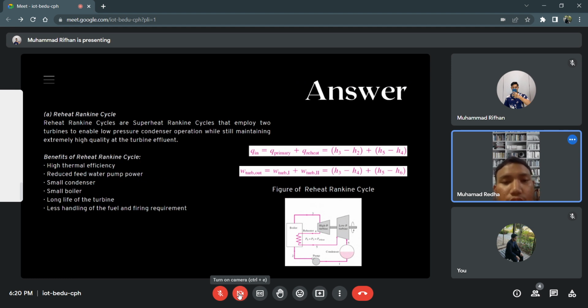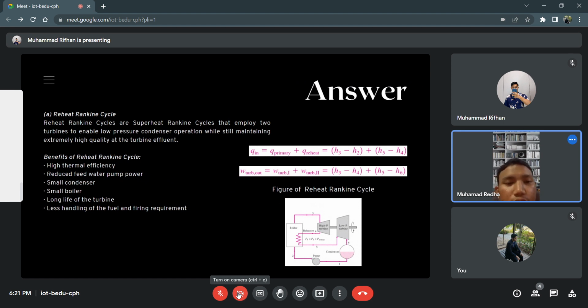So from this figure, you can see the figure of the reheat Rankine cycle, and the equation for this reheat Rankine cycle is Q in, that is heat addition, is Q primary plus Q reheat, which is H3 minus H2 plus H5 minus H4.